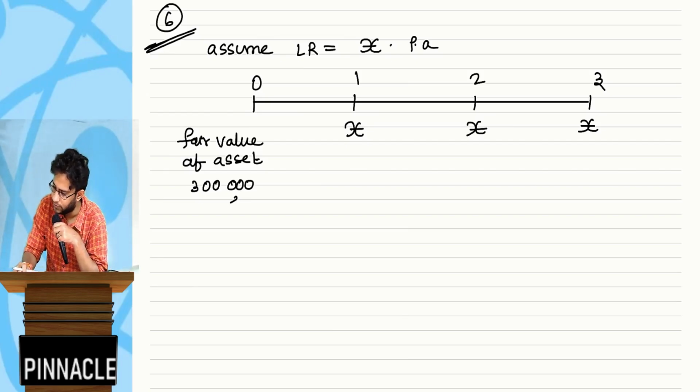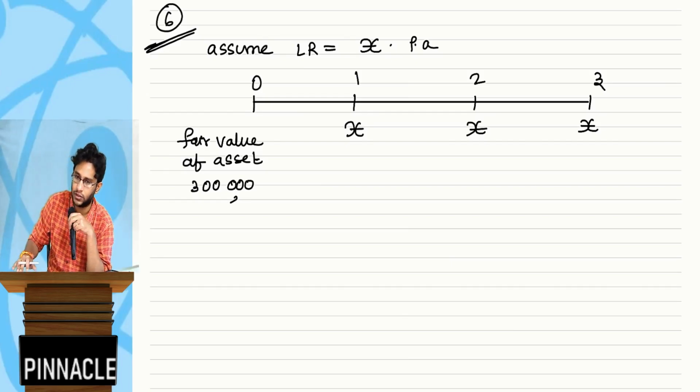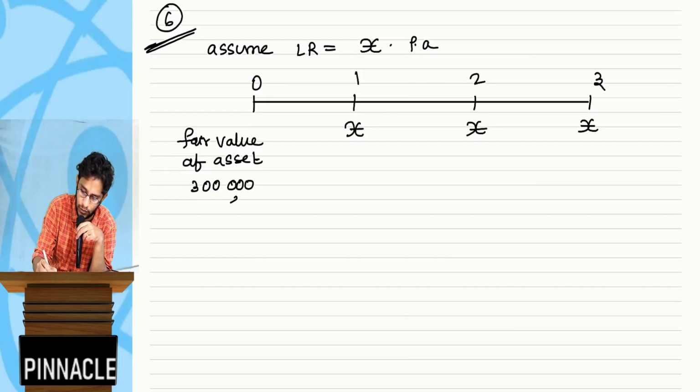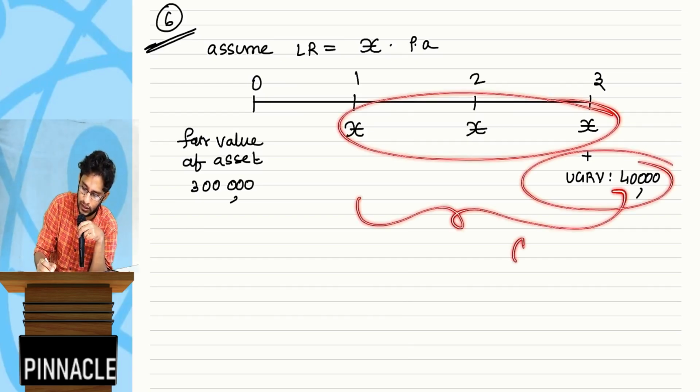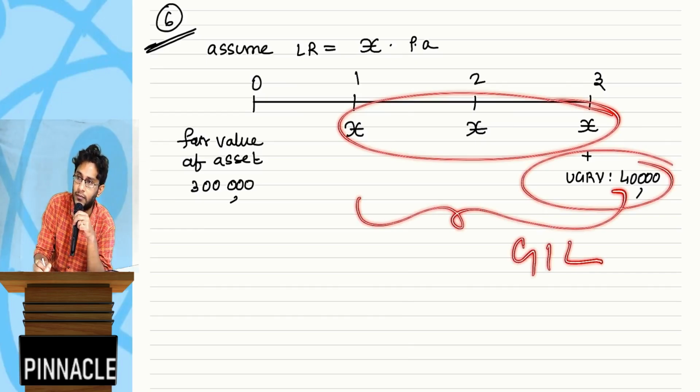Which one did they give you? Unguaranteed residual value they gave you. The guaranteed residual value is not there, no? No problem, don't feel bad for that. Plus, unguaranteed residual value of how much? 40,000. Sir, do you agree that this plus this, the entire thing is GIL? Correct? The entire thing is GIL only.